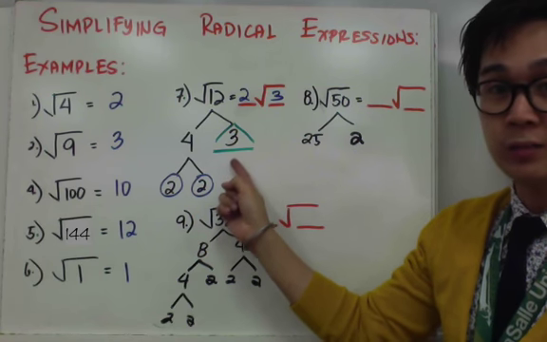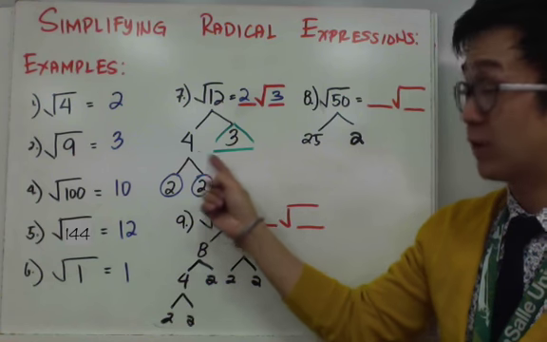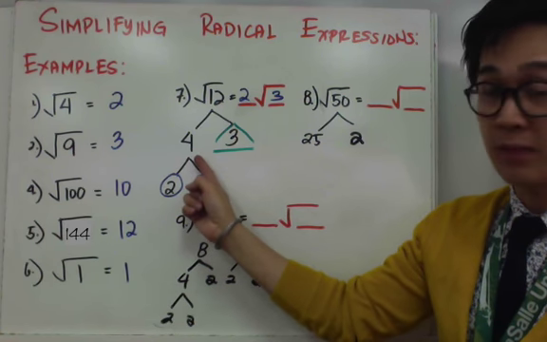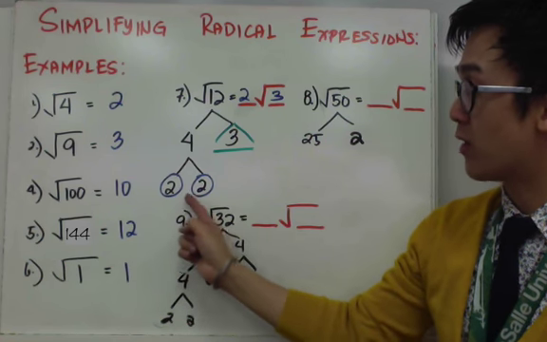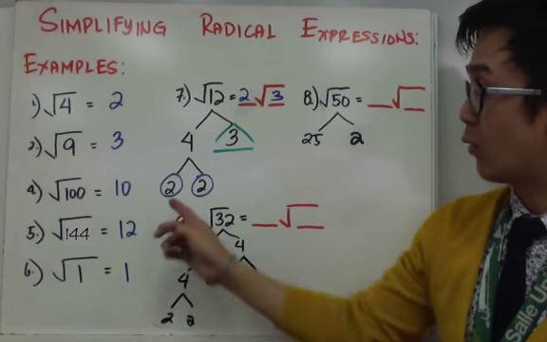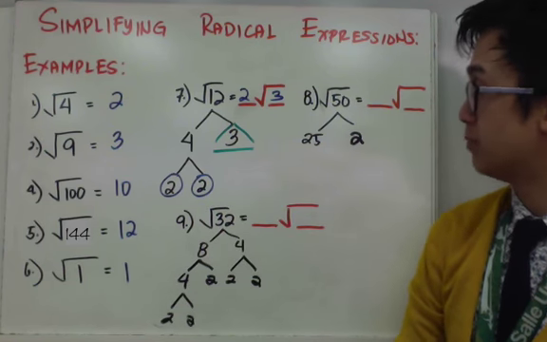I know 3 is already a prime number, so I'm not going to be able to factor this out anymore, but 4 can still be factored. And the factors of 4 are simply 2 and 2 because 2 times 2 is 4. Now we know that 2 is already prime, so we're going to stop our factor tree method when we get a prime number.